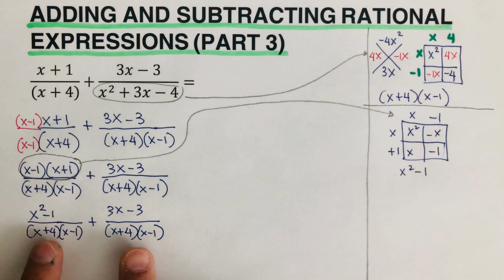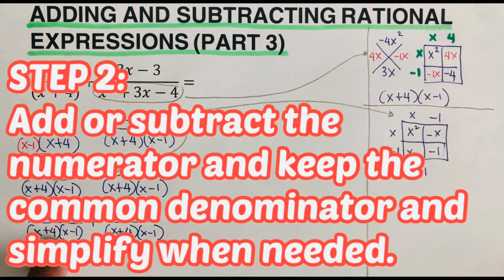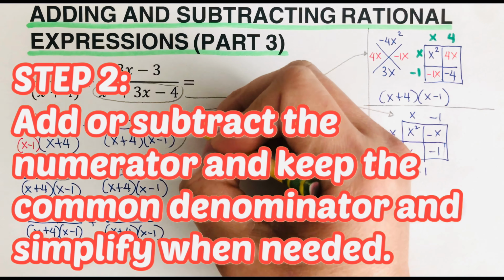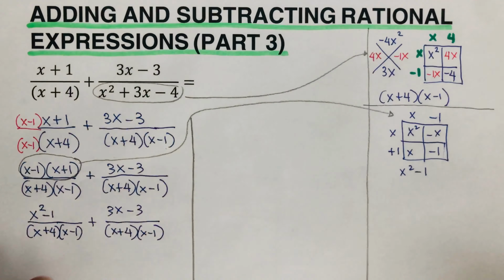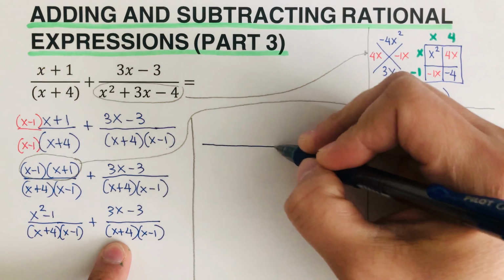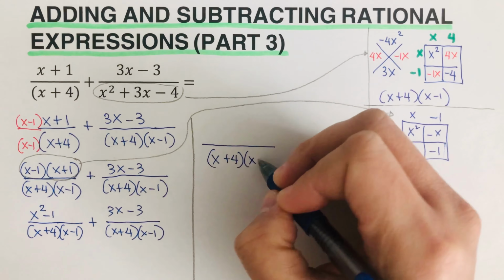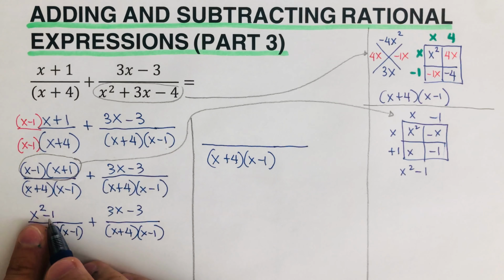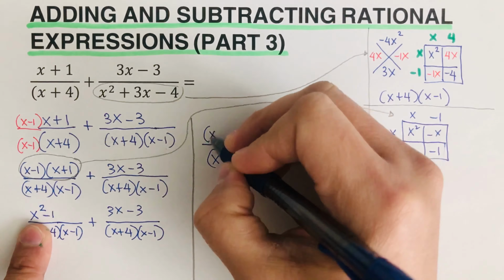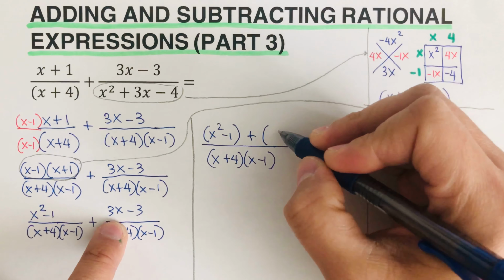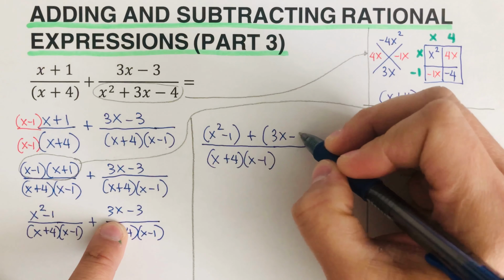Okay, since we already have the same denominator, we move on to the second step. The second step is to add or subtract the numerators and keep the common denominator and simplify when needed. So I will show the work on the side right here. We already have a common denominator, so I will write that up. Then I go ahead and write the first numerator right here, that is x squared minus 1, and then that's a plus, and then I'll put the second numerator, 3x minus 3.